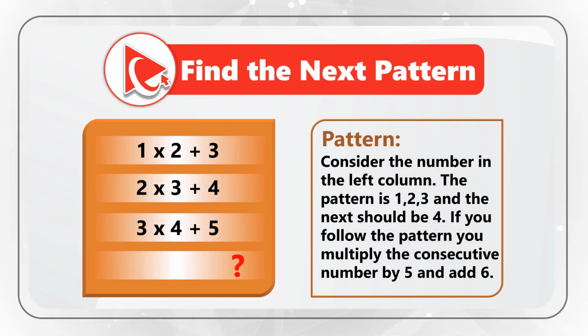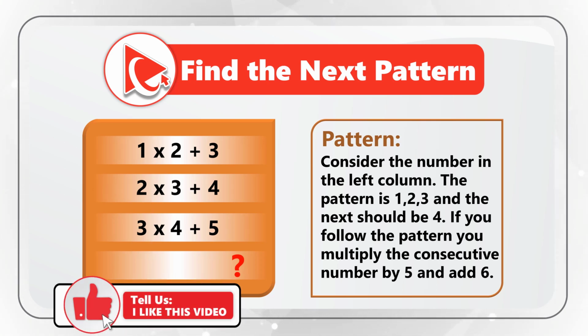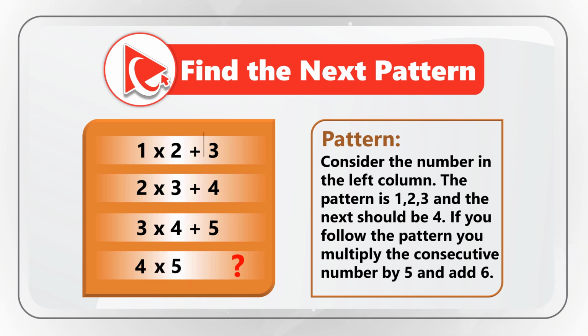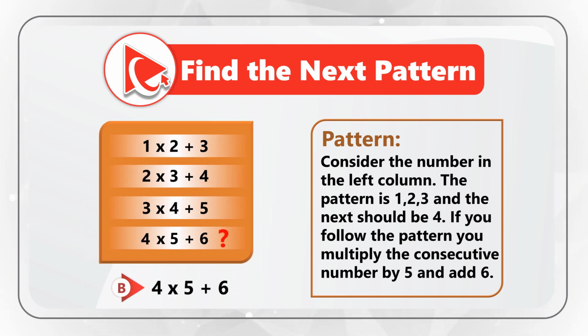And to detect the pattern, you need to look at the numbers in the left column. If you look closely, you will see that the numbers in the left column are 1, 2, and 3, which means that the next number in the sequence should be number 4. If you look closely, you will see that the numbers in the expression increment by 1 with each math operation, so that the final expression would be 4 multiplied by 5 plus 6, which matches choice B. Did you get to the same answer? If not, please make sure to post your answer, solution, and rationale in comments.